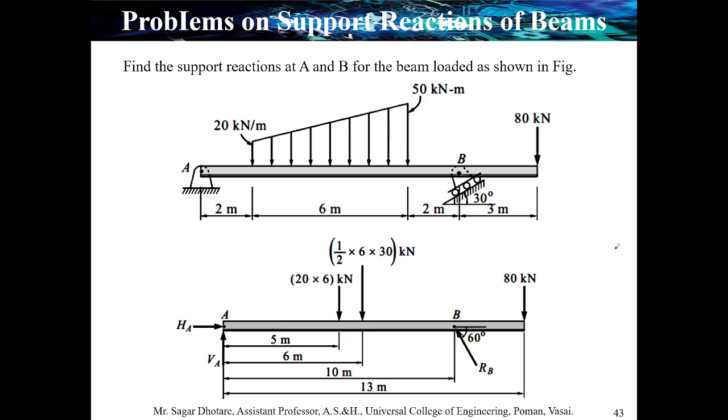Now I will give you 2 minutes to find out the basic reactions. We can apply three conditions: summation of moments at point A is equal to 0, summation of all the horizontal forces, that is F of x is equal to 0, summation of all the vertical forces, that is F of y is equal to 0. Okay, I will give you 2 minutes. You can calculate whichever way you understand. Okay, just start.